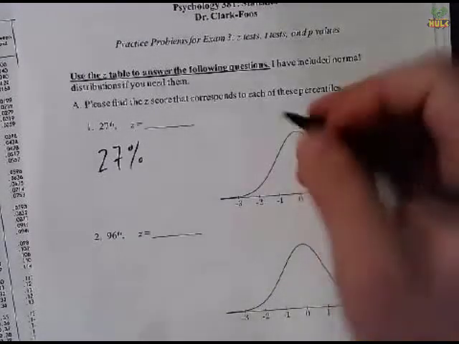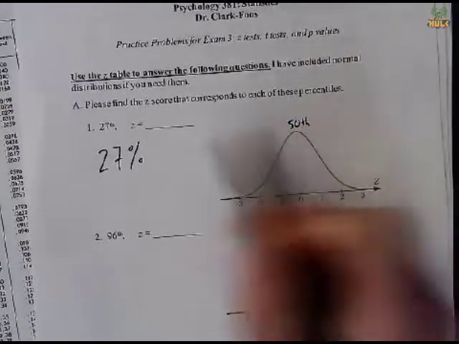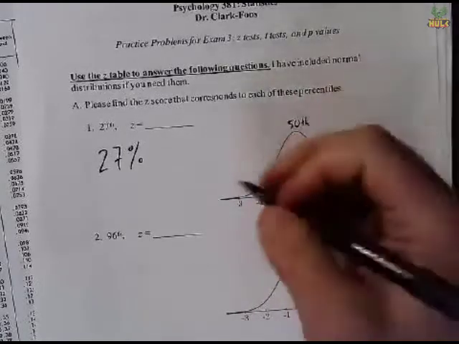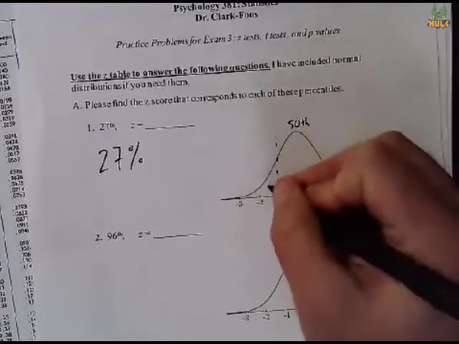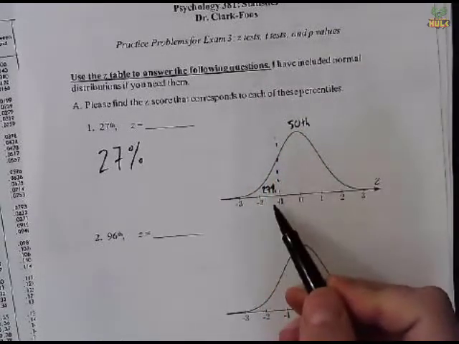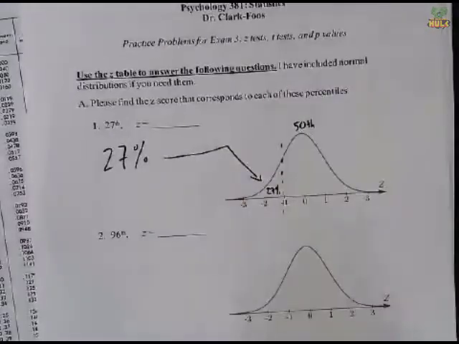That's below the 50th, and we know the center of this distribution is the 50th because there's half above and half below. So the 27th is going to be somewhere over here. I'm just going to arbitrarily draw a line, it doesn't matter if I'm actually right about this, and say that 27% is over here, between the score and below.